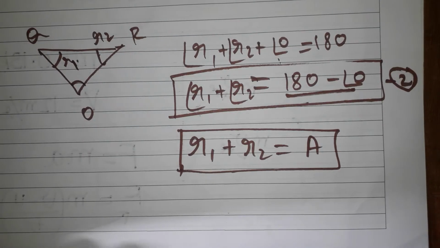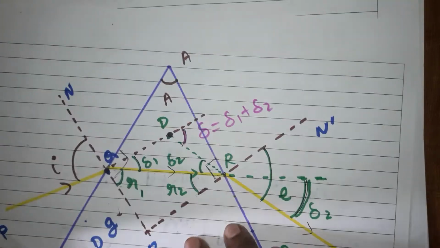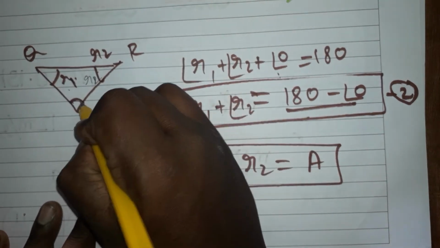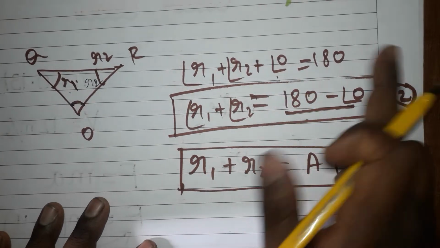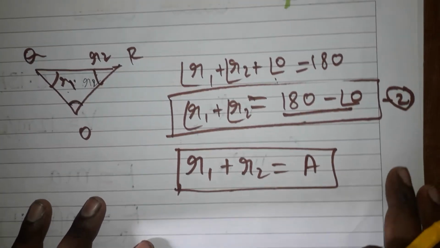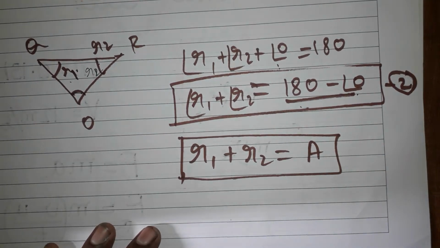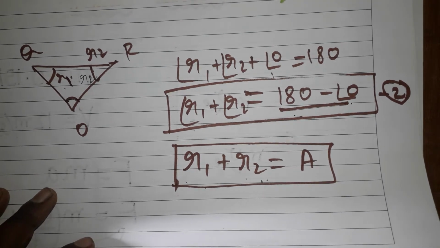Next, see from the diagram, this is very important in a prism. I am taking triangle QRO. In this triangle, R1 plus R2 plus angle O is equal to 180 degrees, because one full triangle is 180 degrees. If you take O to that side, 180 minus O will be there. Already we know 180 minus O is equal to angle A, the angle of the prism. So that means the angle of prism is equal to R1 plus R2. One half of the equation is over.